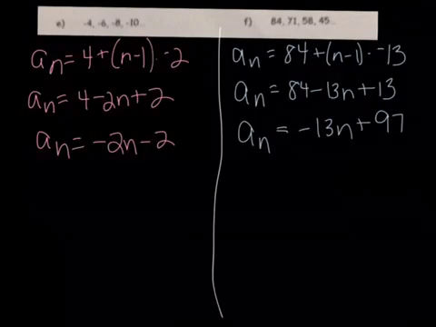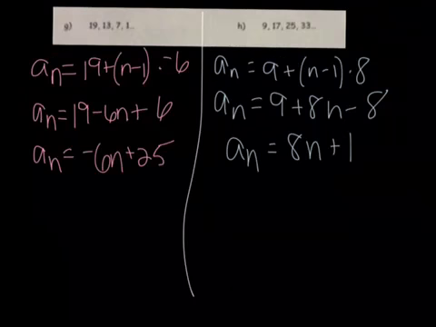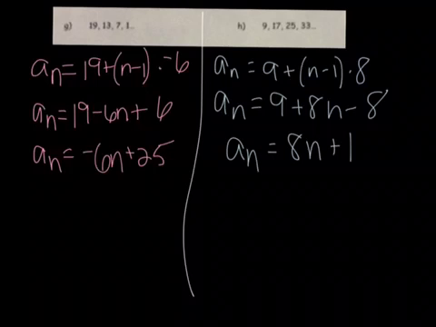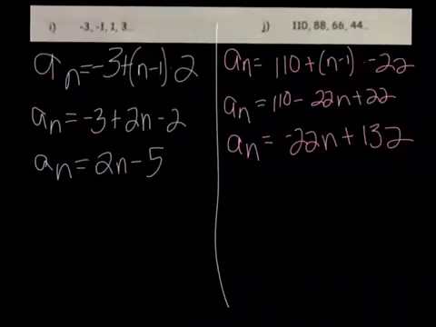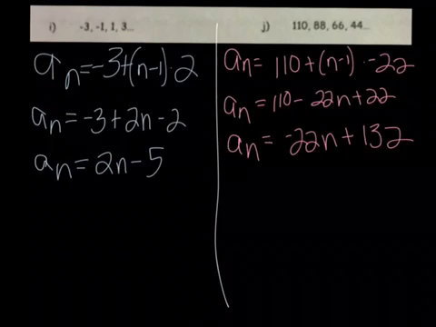If you made a mistake anywhere, pause and find out where you made your mistake. Make sure your notes are correct so you don't have incorrect notes to study and do your homework from. G should say a sub n equals negative 6n plus 25, and H should say a sub n equals 8n plus 1. The answer for I is a sub n equals 2n minus 5, and the answer for J is a sub n equals negative 22n plus 132.